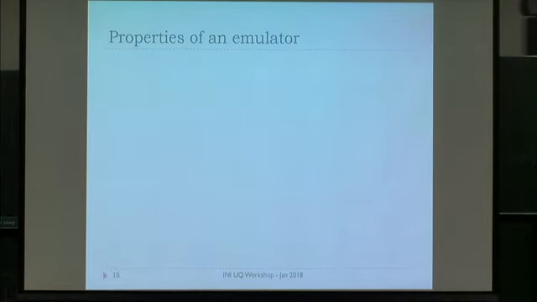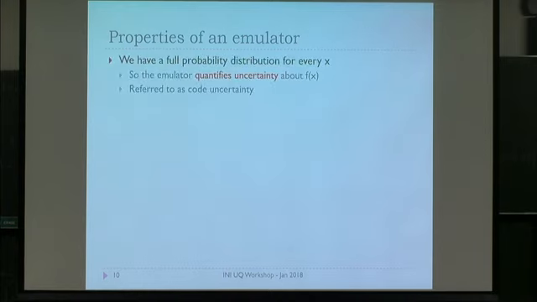Let me say exactly why I mean an emulator is more than that. We have a full probability distribution. We don't just have an approximation. We don't just have the mean function. We have a full probability distribution. So the emulator quantifies uncertainty around the approximation. That uncertainty I'm going to refer to as code uncertainty, as and when I do refer to it.